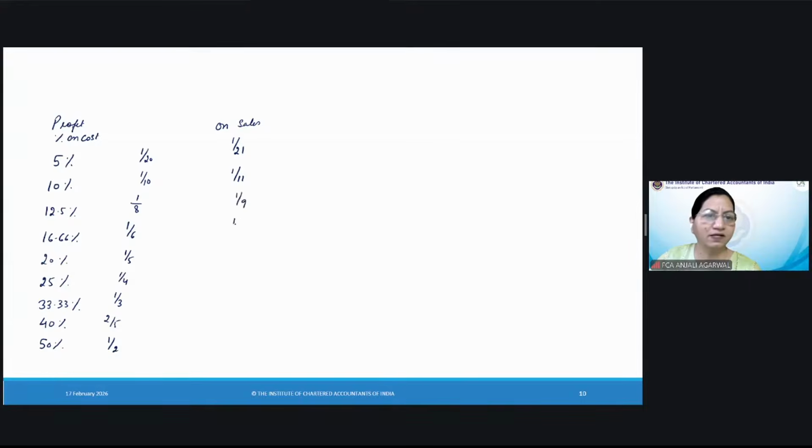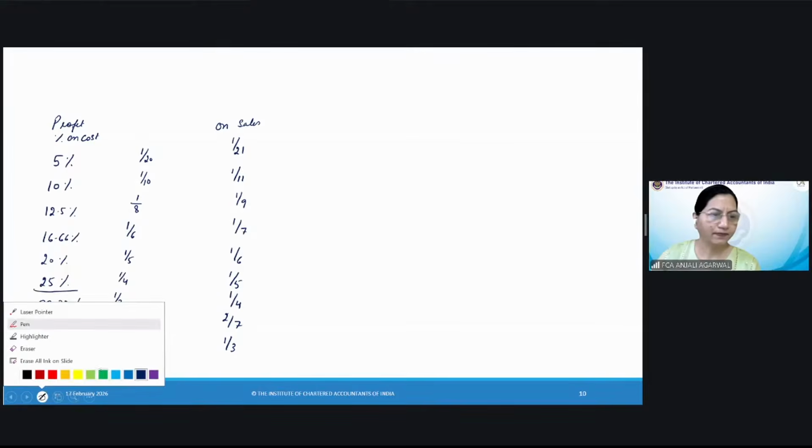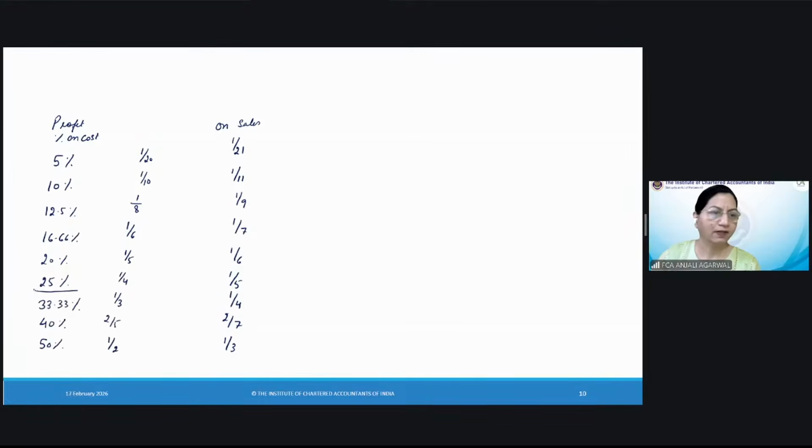1 by 9 on sales, 1 by 7 on sales, 1 by 6 on sales, 1 by 5 on sales, 1 by 4 on sales, 2 by 7 on sales, and 1 by 3 on sales. Okay. So here in this question, the profit was 25% or 1/4 on cost. So it is 1 by 5th on sales.